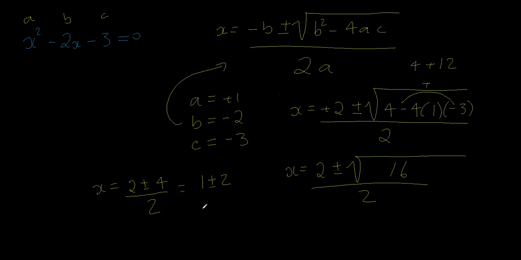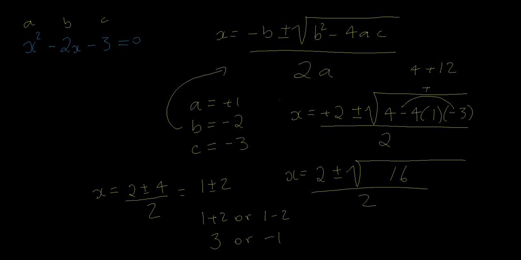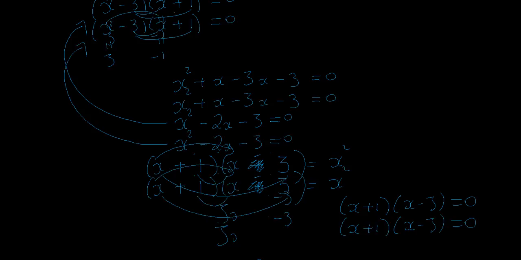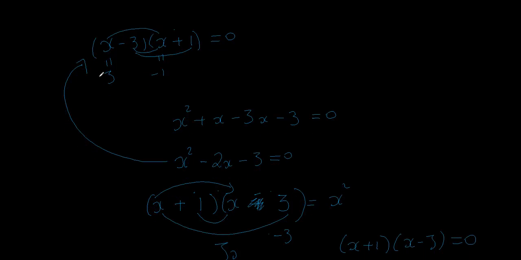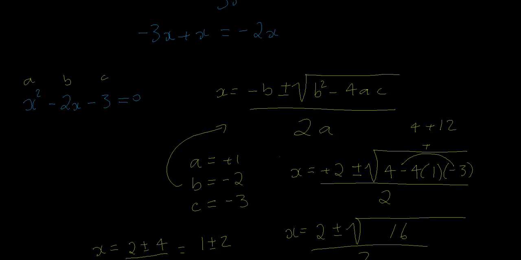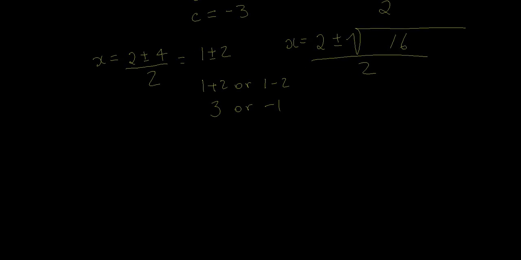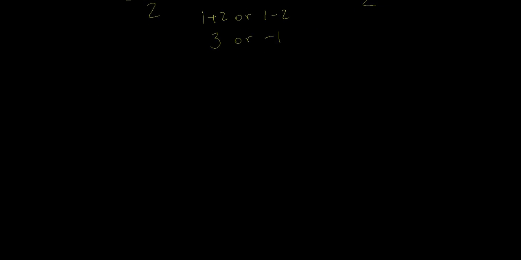So that means that x is equal to 1 plus 2, or x is equal to 1 minus 2. Now 1 plus 2 is 3, and 1 minus 2 is minus 1. So x is equal to 3 or minus 1, which is exactly what we had before. So x is either 3 or x is equal to minus 1. So these are two ways that you can use to solve a quadratic equation.